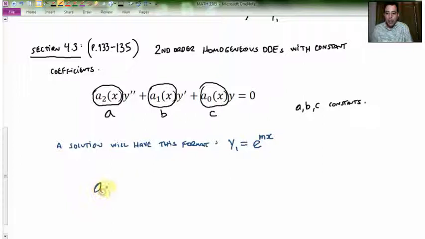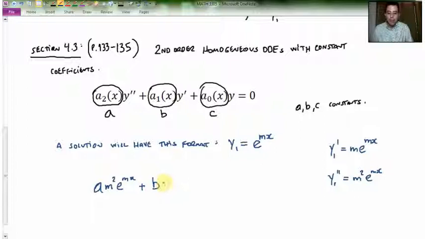This would be A. What is the first derivative of that? It would be m e to the mx. The second derivative would be m squared e to the mx. So let's substitute. This will be A times the second derivative, m squared e to the mx, and then B times the first derivative, m e to the mx, plus c e to the mx equals 0.